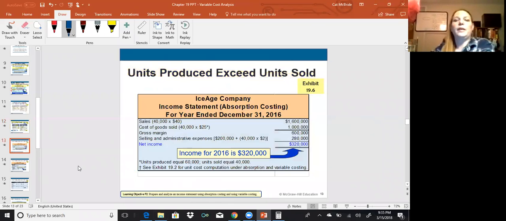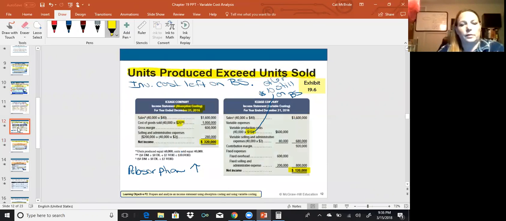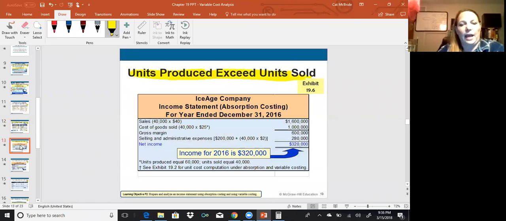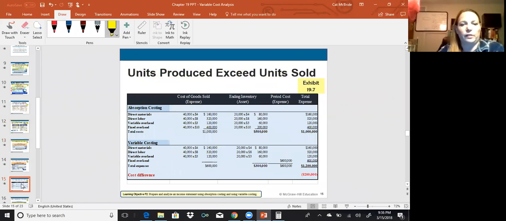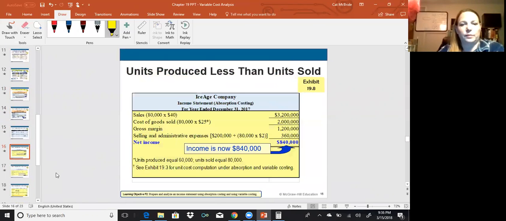Now let's say that the units produced exceed the units sold. Wait, we just did that. This is just the same thing. Why did they put it in the last? We just did that. Units produced exceed units sold. These are just bigger examples. And this is the comparison.